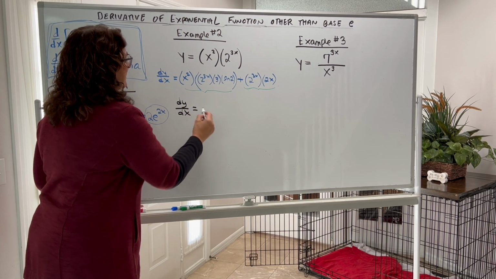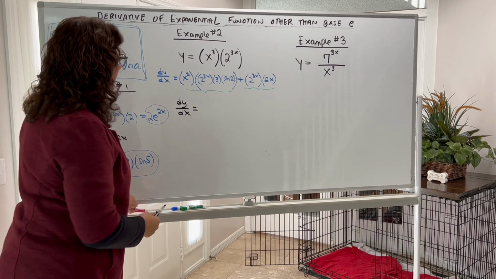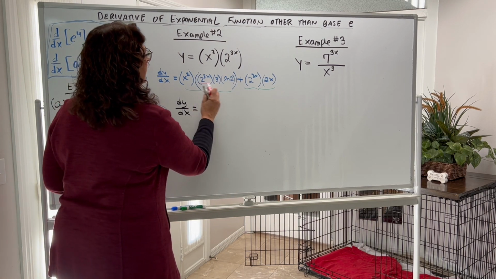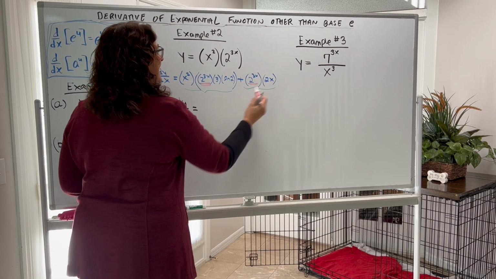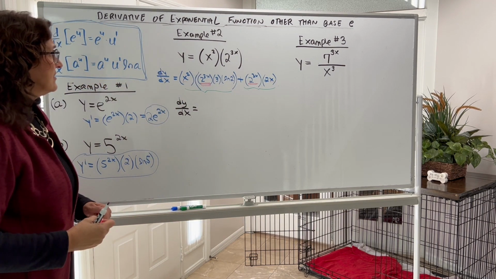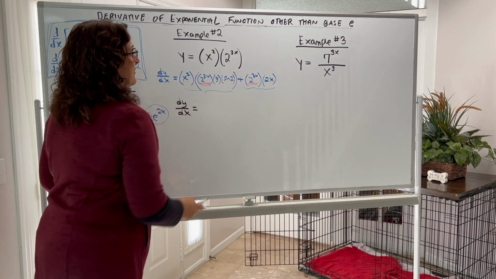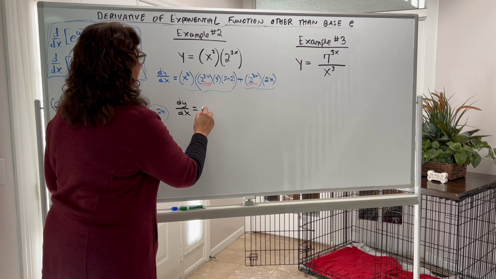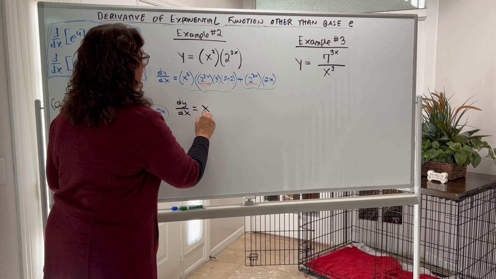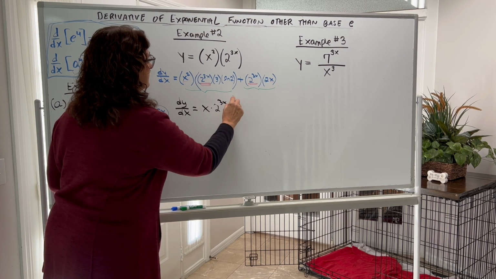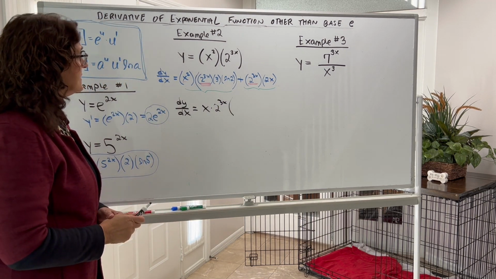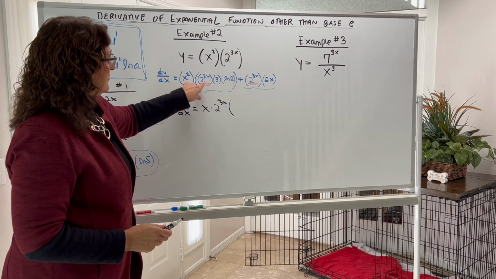So what is dy dx? What can we factor out? Looks like we can take out the exponential function for sure, and we can take out one of those x's. You have an x squared here and an x there, so I'm going to factor that out. So we'll take out the x, and then we'll take out the 2 to the 3x. We'll take that out of each of the terms. So take out one of the x's and the 2 to the 3x.